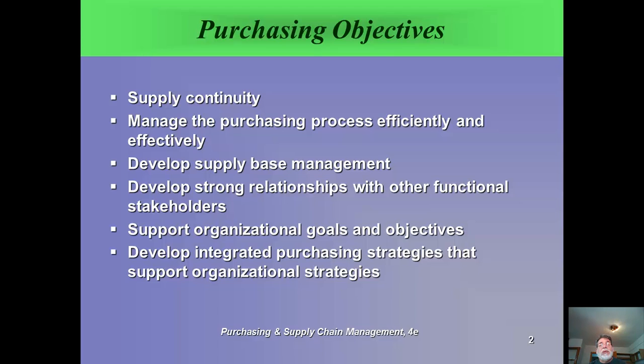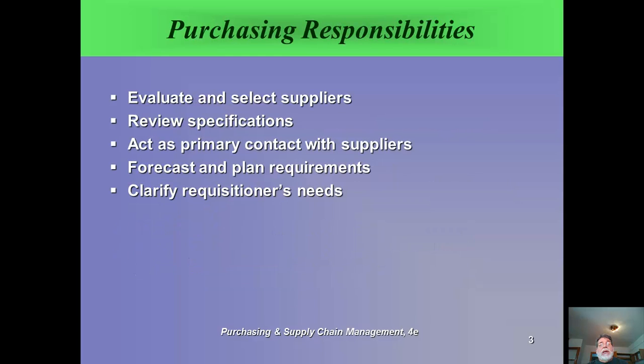These are purchasing objectives. Now, the responsibilities that come with purchasing are to evaluate and select suppliers. That's because that's what you're going to be dealing with. These are the people that provide you with material. You're going to review specifications that come from within the organization to make sure that it is doable, that it may not be too expensive, or that you're able to source it, or to make sure that if there's a question about something that you can determine that.